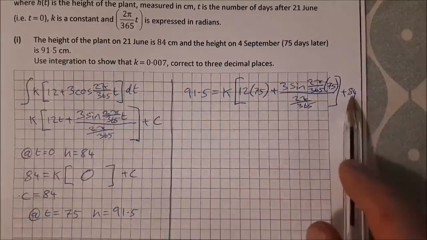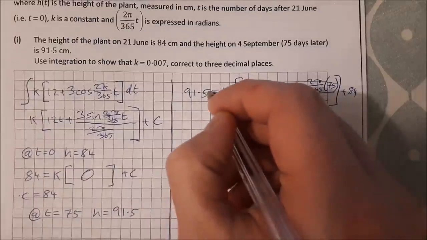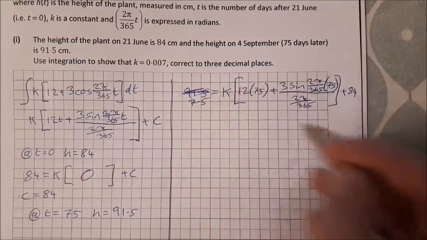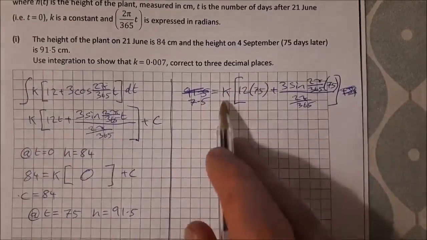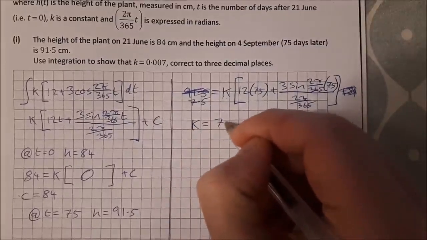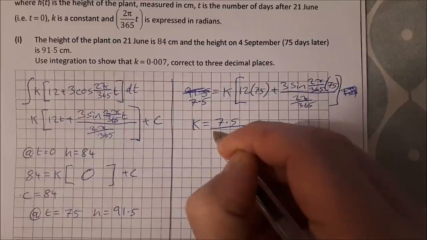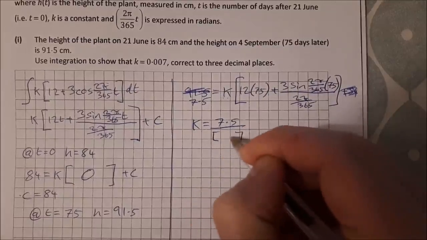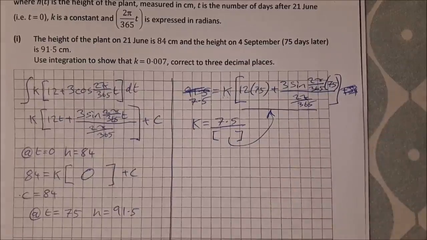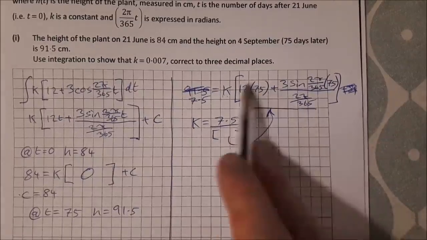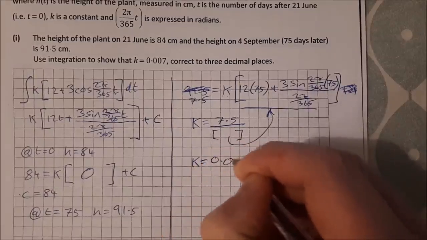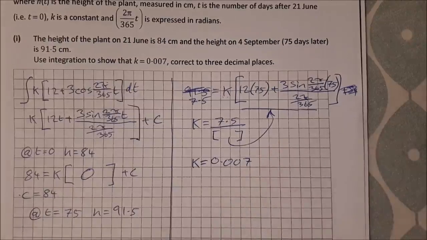So if I take 84 from both sides, my 91.5 becomes 7.5, and my 84 is gone. So now to get k, k is equal to 7.5 divided by what was in the brackets there. So you can go to your calculator and figure out what that is. 7.5 divided by all of this, and you get k is equal to 0.007, correct to 3 decimal places.